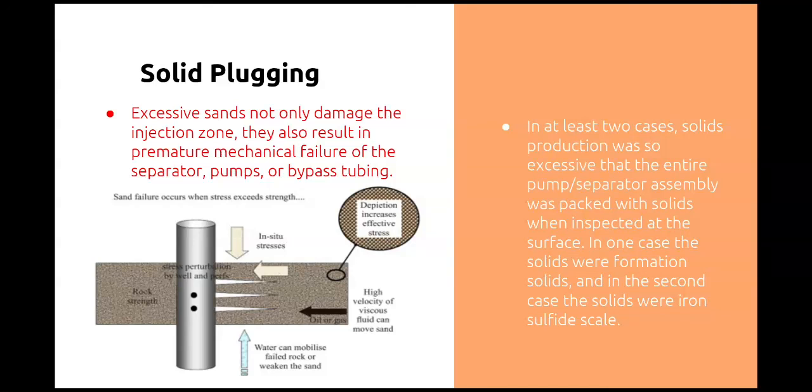In at least two cases, solid production was so excessive that the entire pump or separator assembly was packed with solids when inspected at the surface. When the produced water goes into the stream, it will also bring any sands or rock that can cause damage. In one case, the solids were formation solids, and in the second case, the solids were iron sulfide scale, which comes from chemical additives.